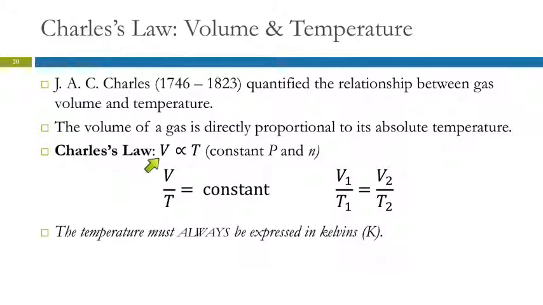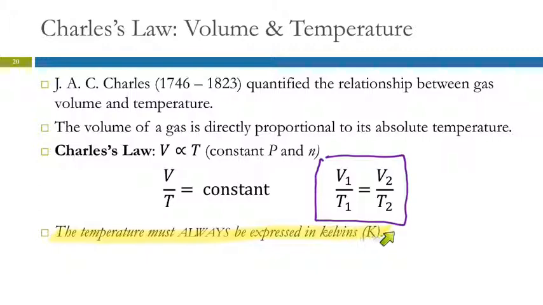So Charles' law says that volume is proportional to temperature. The temperature has to be expressed in kelvins. Anytime we're doing gas calculations, the temperature has to be in kelvins. And so Charles' law is often expressed this way: V1 over T1 equals V2 over T2. If you use Celsius or Fahrenheit, you could end up with a 0 temperature, and you can't divide by 0. That would be undefined. So if that helps you to remember, it's not the only reason we have to use Kelvin, but it's an important one.